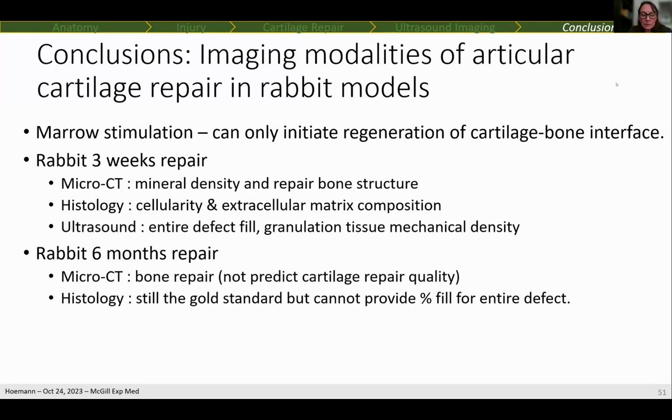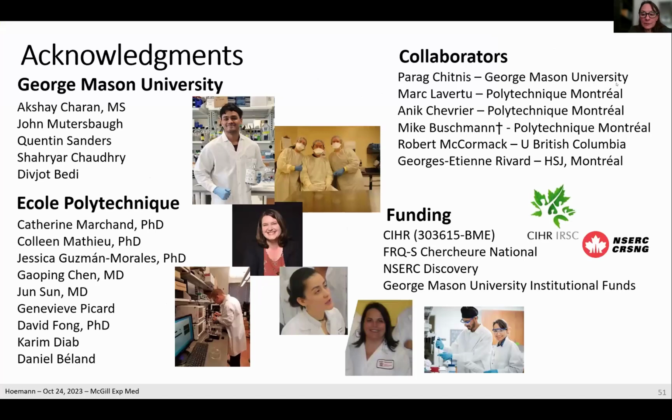And at the 6-month repair, the micro-CT can show you the bone repair, but it does not predict the cartilage repair quality, and histology is still the gold standard, but cannot give you the percent fill for the whole defect. So I'd just like to thank everyone who helped me work on this project, and I would like to take any questions if there are any.